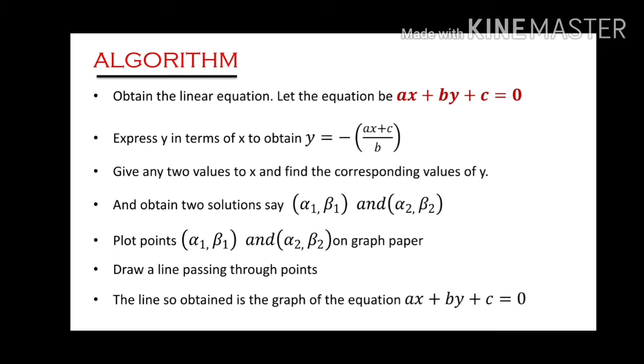Now those 2 points we will plot on the graph paper. Next, using those 2 points, we will draw a line passing through the points. Whatever line we get is the graph of the equation ax plus by plus c. So here you can see we have taken 2 solutions, but it is advised to take more than 2 solutions, 3 or 4 are required, so that we get a perfect line.